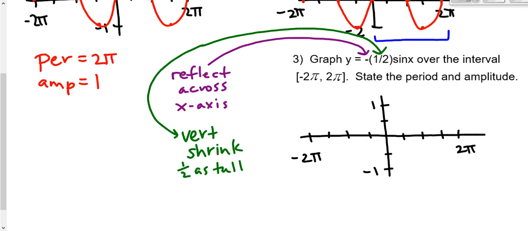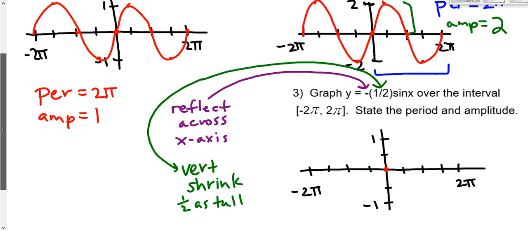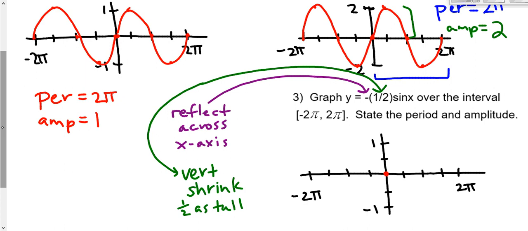So it's still going to go through 0, 0. Now we're going to go up to a height of 1/2 and down to a height of negative 1/2, not up to a height of 1 and down to a height of negative 1. However, remember we have to flip this thing upside down. So we're not going middle, top, we're going middle, bottom, middle, top, middle. There is a reflected sine graph, half as tall. And then we can do the same thing on the other side.